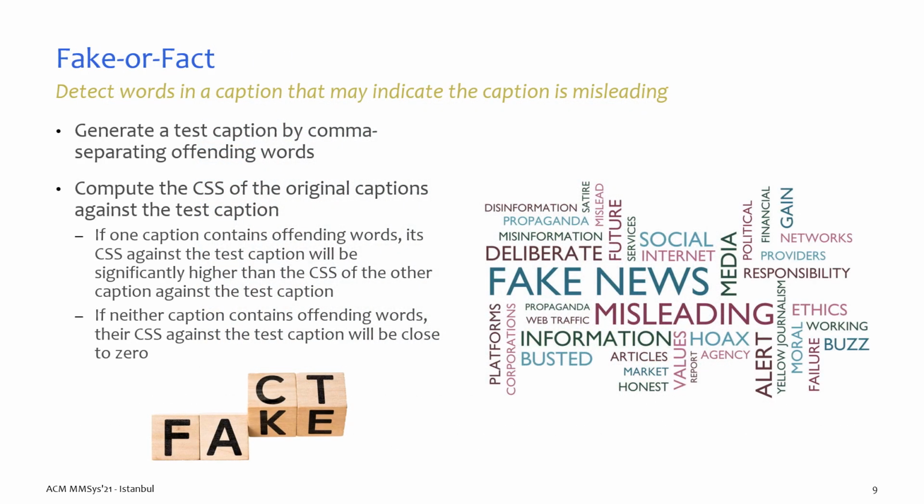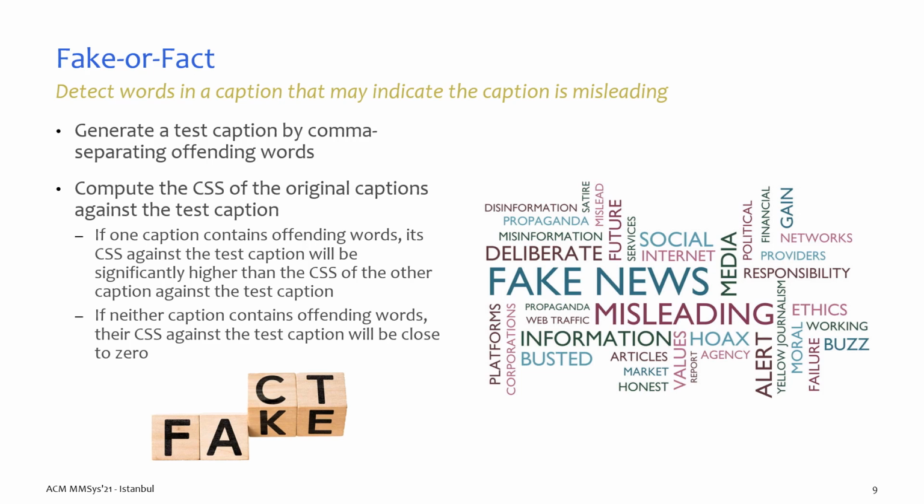The second method is the fake or fact method. In this one, the aim is to actually detect whether one of the captions contains offending words, signaling that the caption actually has misleading information. These are words like hoax, fake, fabrication, disinformation, etc. This method works more like a spam filter actually, looking for a special word or a list of words in an email to classify the email as spam.